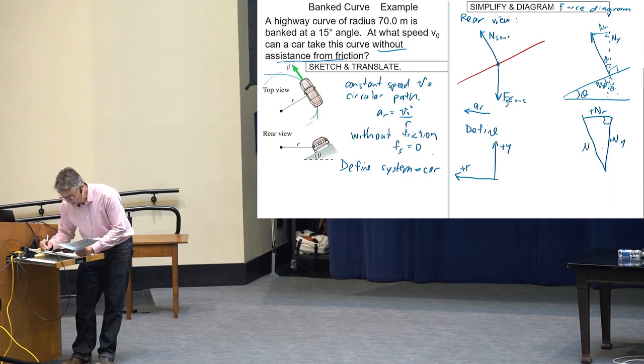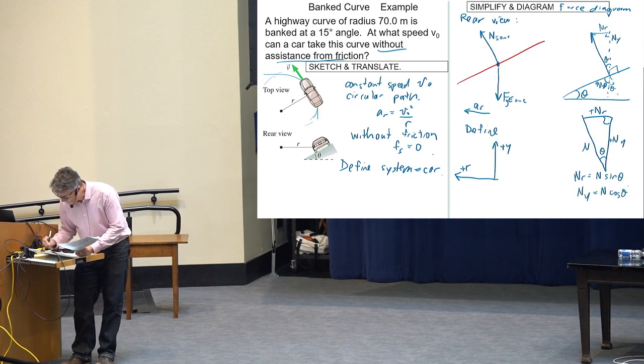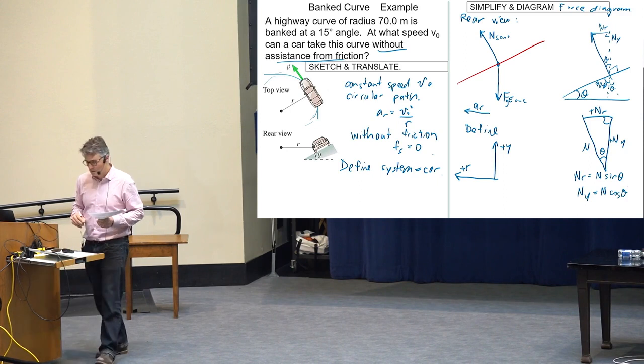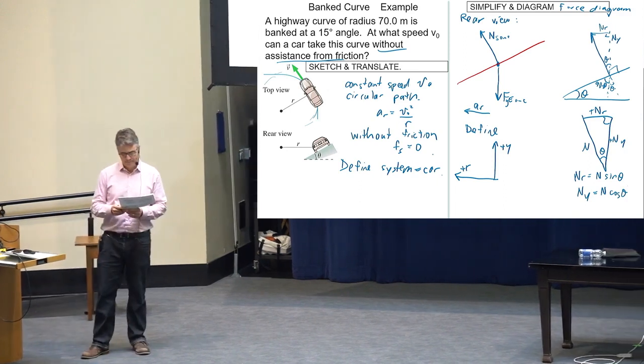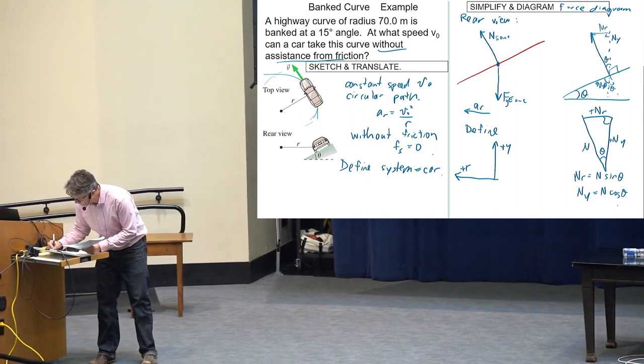Then I think that nr is going to be n times sine theta, because theta is down here. This is another tricky part, actually, figuring out which one's sine, which one's cos. And ny is n cos theta, where theta is the banking angle. And a sub y is 0, right?